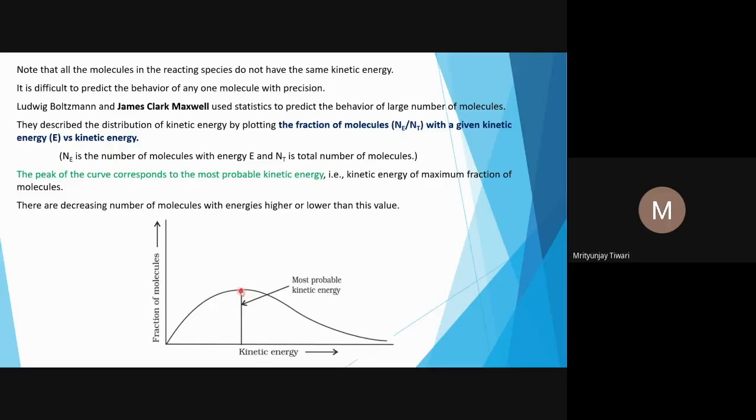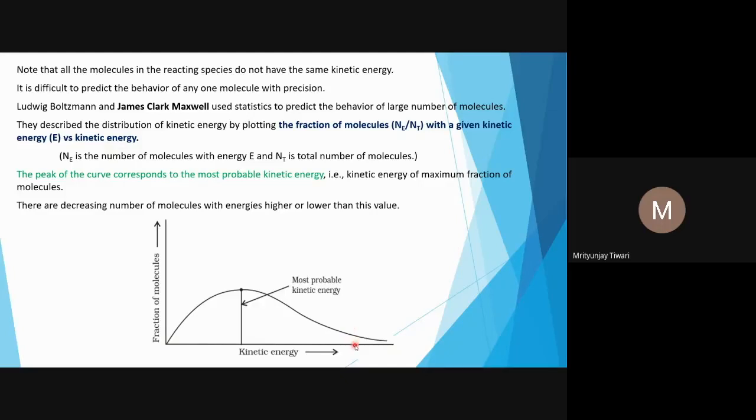Anyway, the highest number of molecules having a certain kinetic energy is at the peak. And if you look into this curve, the kinetic energy may reach the value of EA, and that is the activation energy. If the activation energy is here, then the reaction will not happen because none of the molecules have kinetic energy equal to the activation energy. So these molecules will never reach the activated complex formation.